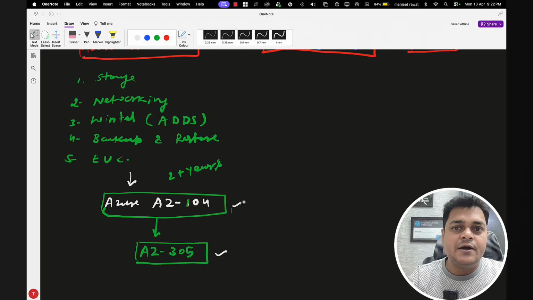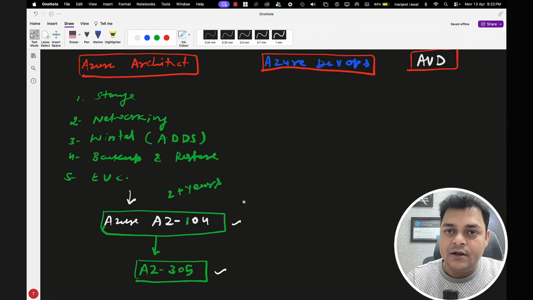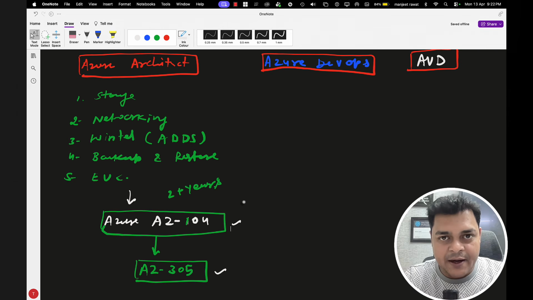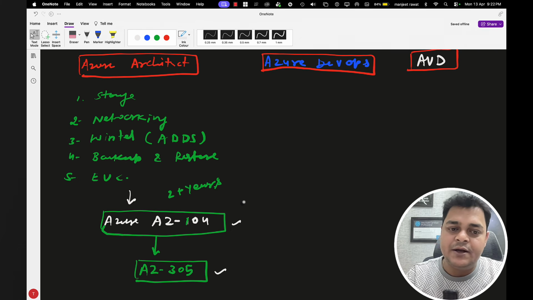AZ-104 is the advanced version of the fundamentals, right? AZ-900, this is the advanced version of AZ-900, that will give you lots of information related to virtual machines and backup. You can manage networking like VPC, VNet, VPN, gateway. All these things you will learn in AZ-104.